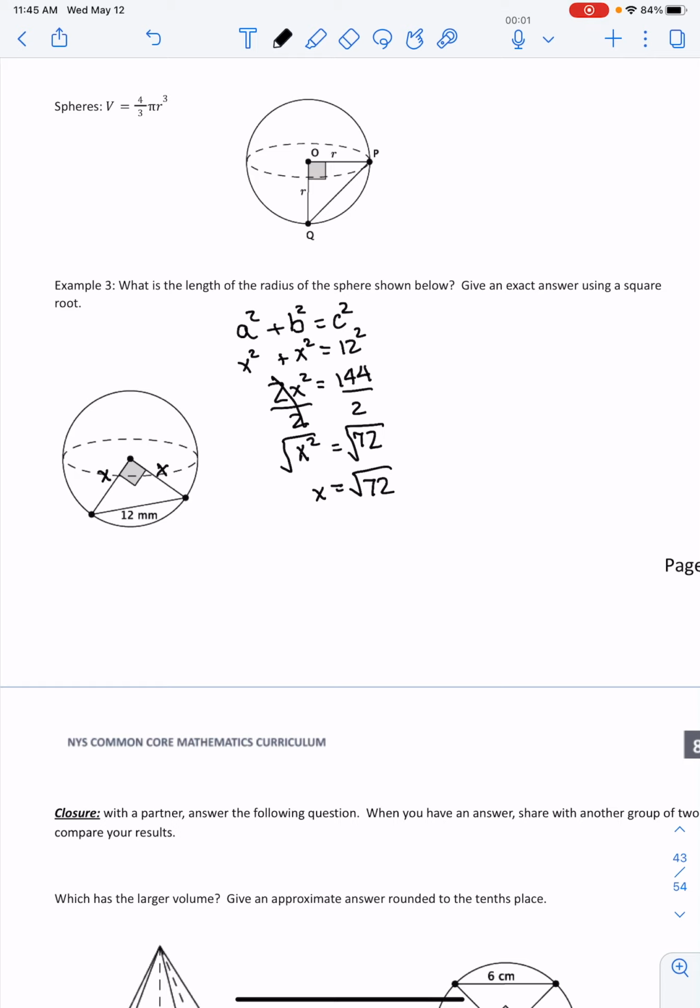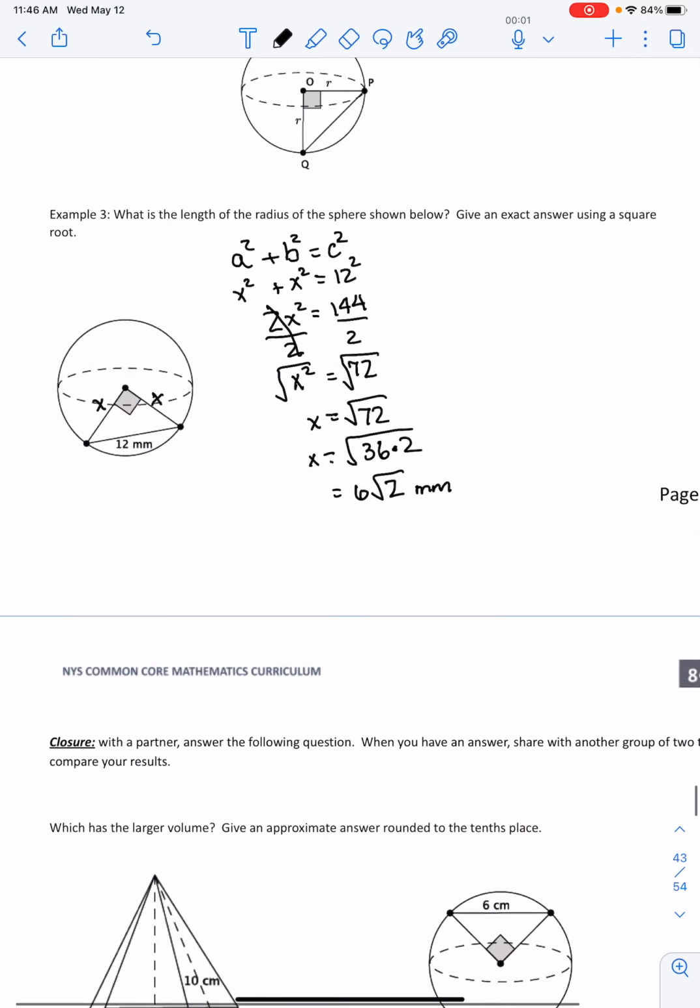I can simplify this. It says give the exact answer. So I can simplify this by 36 times 2. So when I multiply this, the square root of 36 is 6, which means 6 square root 2, and that would be my answer. And labeling it would be millimeters.